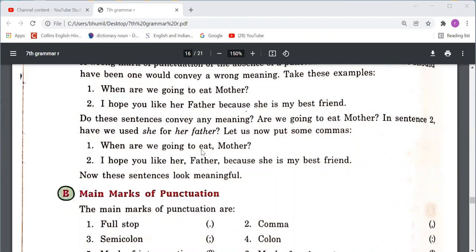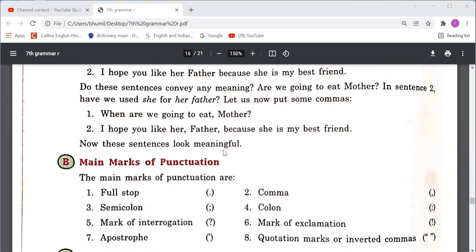When are we going to eat, mother? Now the meaning is clear. We are asking our mother. Mother is an addressing word. We are asking our mother, when are we going to eat? Meaning we are asking the time for going to eat, right? So this is the real meaning we want to convey.